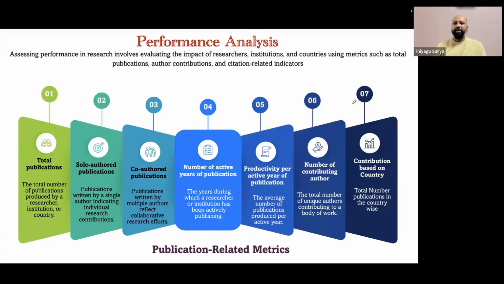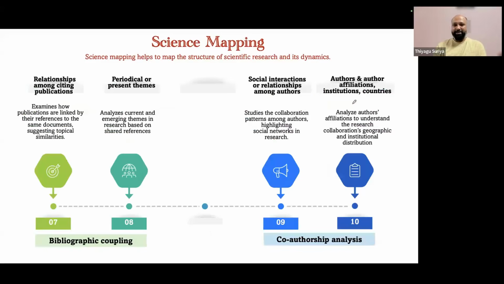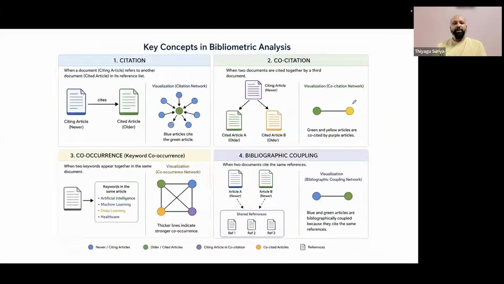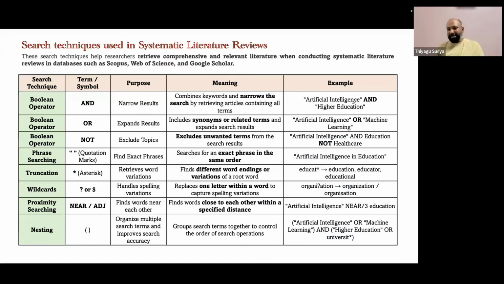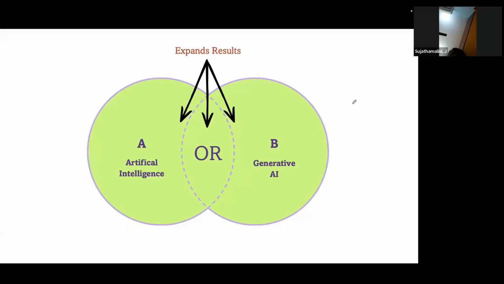Now I'm moving to the main things. Later we can discuss these things, right? The main one: when you think about systematic literature review, we need to think about PRISMA. So what is PRISMA? The answer is here.